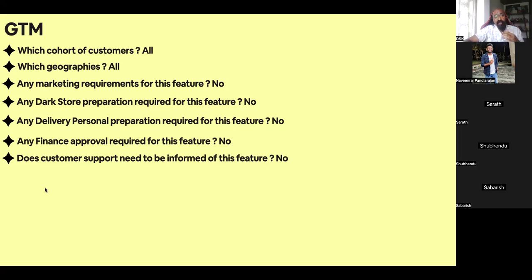Because I'm doing this feature, should I do any additional marketing? Should I do this marketing on social media? Should I do a big brand campaign around it? Are there any operational requirements on my dark store level, right? Should my dark store team be aware about any changes that they need to do in their process, ways of work to facilitate this feature? Likewise, does my delivery personnel need to be aware about any changes? Do I need any financial approval? So there's a whole range of checklists that you typically go through.